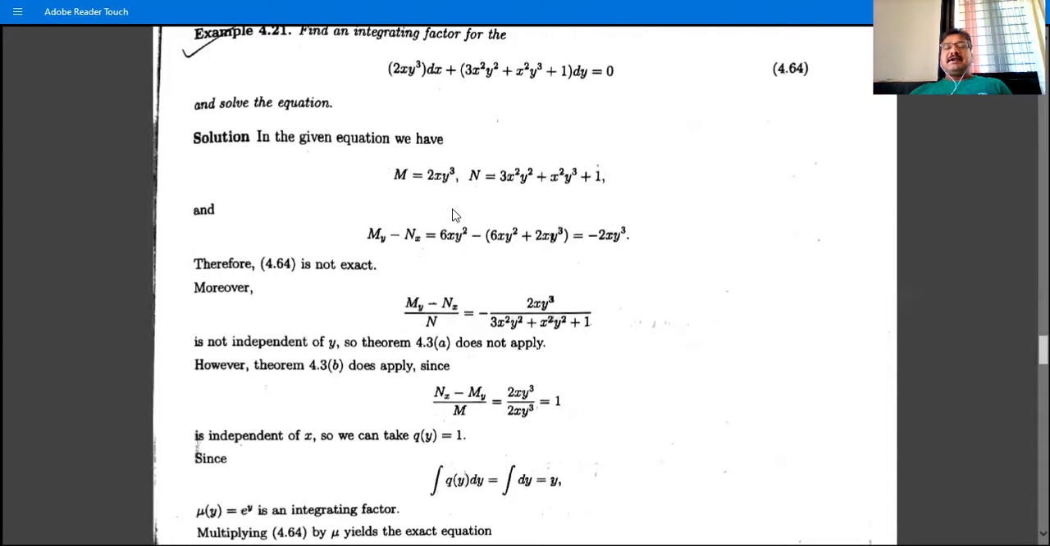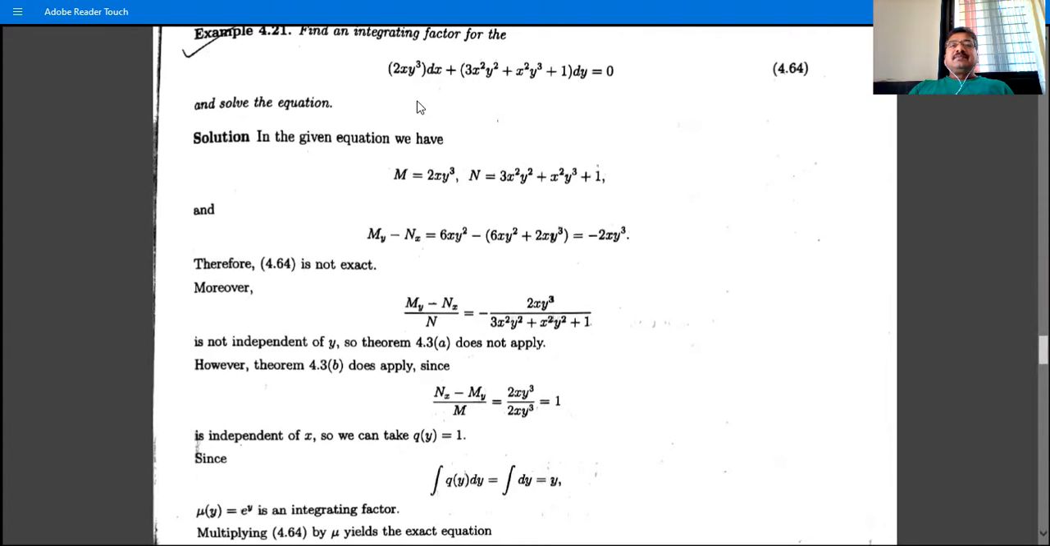N_x means ∂N/∂x, and M_y means ∂M/∂y, and we observe it right here separately. M_y and N_x: see, these two are not equal. This is ∂M/∂y, and this is ∂N/∂x. These two are not equal. So the given differential equation is not exact.